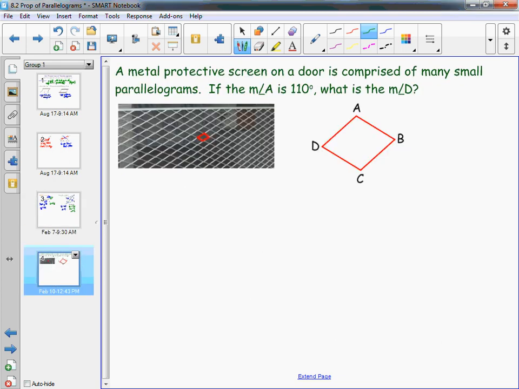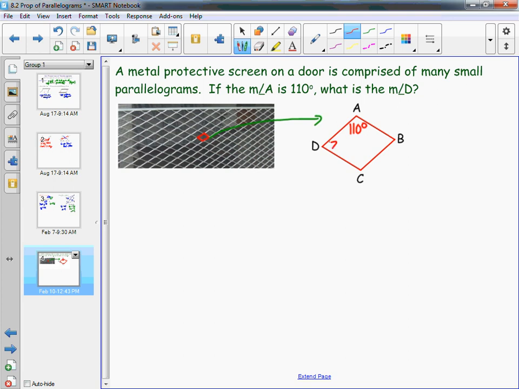For our last example, it says here a metal protective screen on a door is comprised of many small parallelograms. So this would be a metal screen that would go over like a screen door or something you'd leave open in the summer. It's a little hard to see, but I have here a parallelogram drawn. So this is represented there. And it says that the measure of angle A is 110 degrees. And what is the measure of angle D?